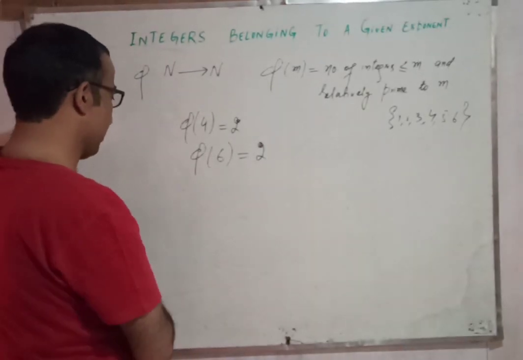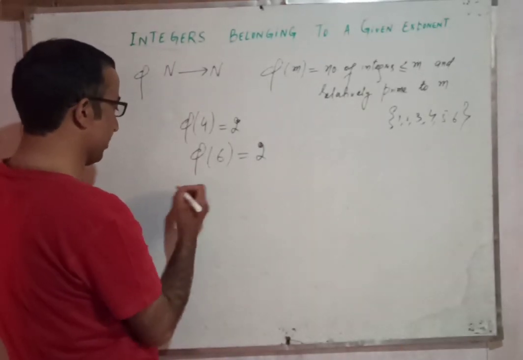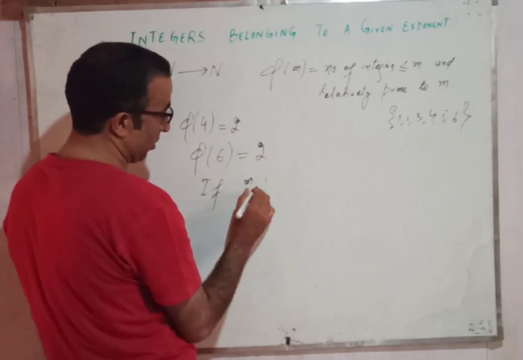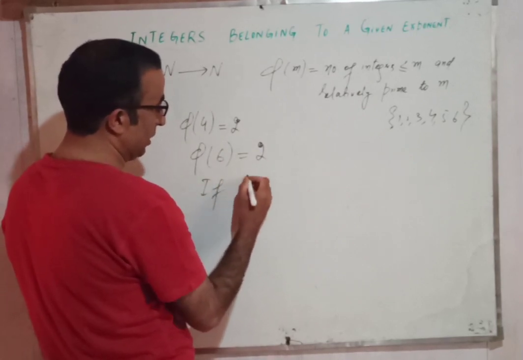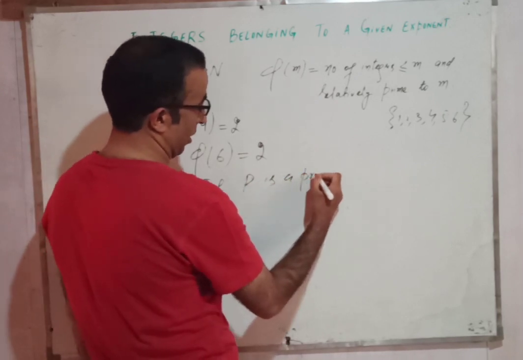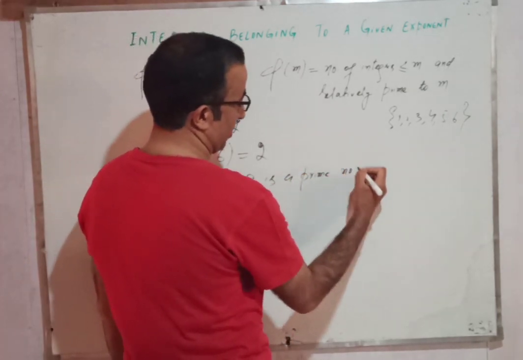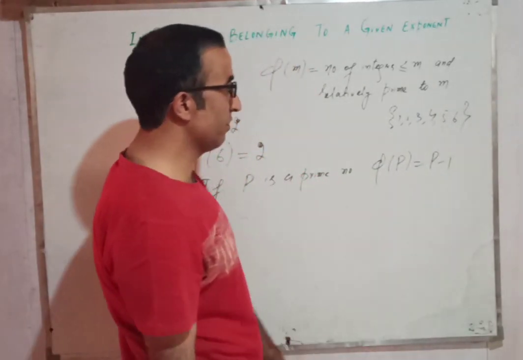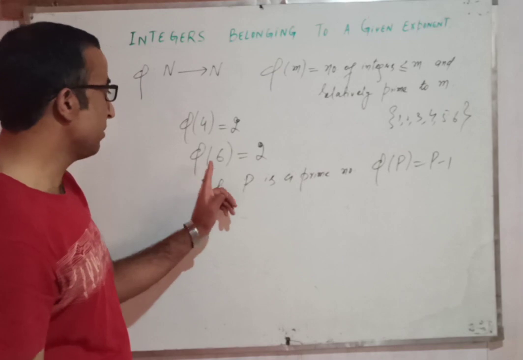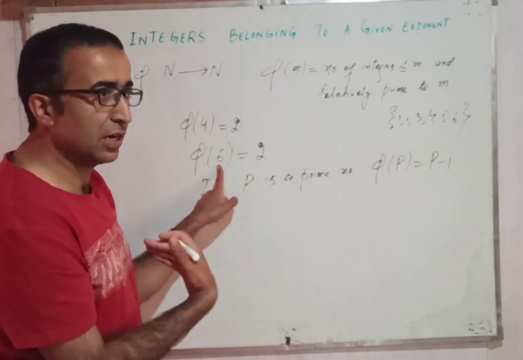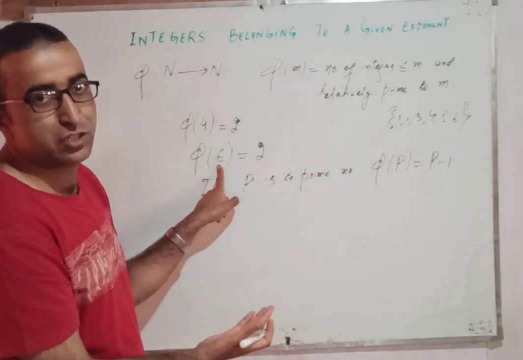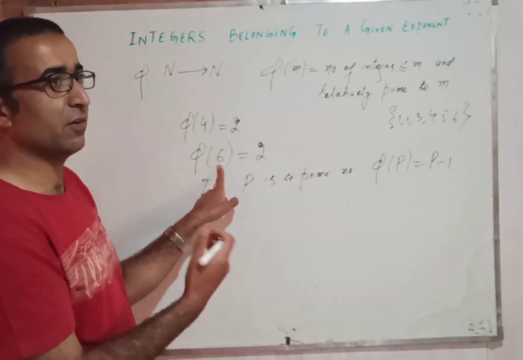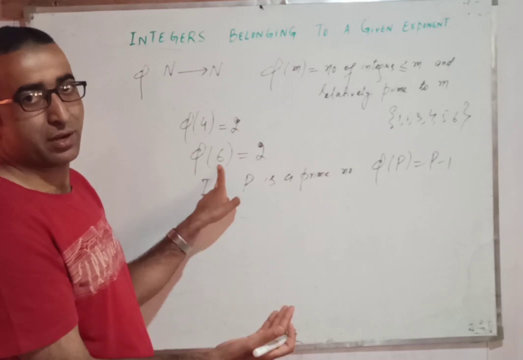Now, we have a result. If p is a prime number, then phi of p is equal to p minus 1. That's obvious, because if you select a prime, then every integer to the left of that prime is relatively prime with that p, because a prime number does not have any divisor other than itself and 1.